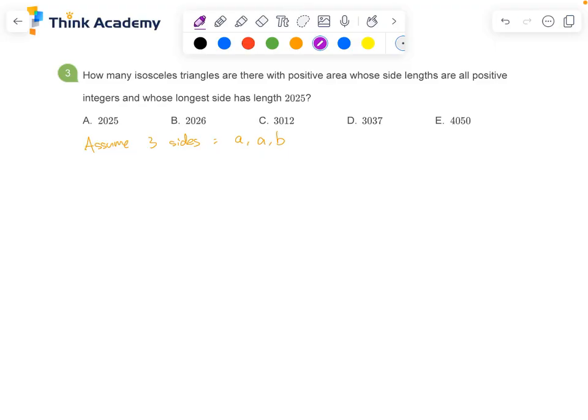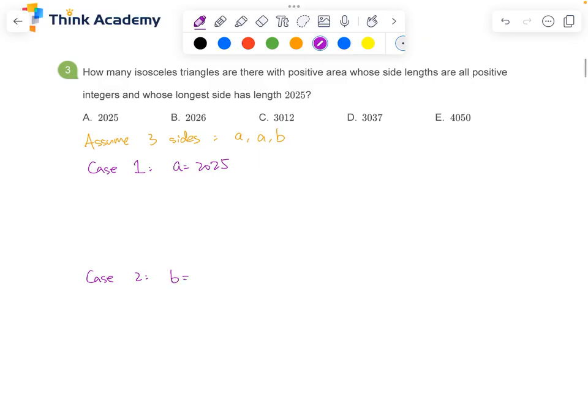So for the isosceles, I can just assume the 3 sides are A, A, B, and they should be positive integers. And I already know that one of the sides already has length 2025. So basically, we would have 2 cases. The first case, I can just have A is just 2025. And for the second case, I can have that B is 2025.